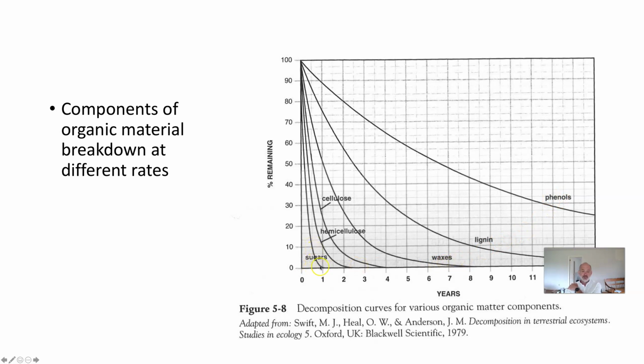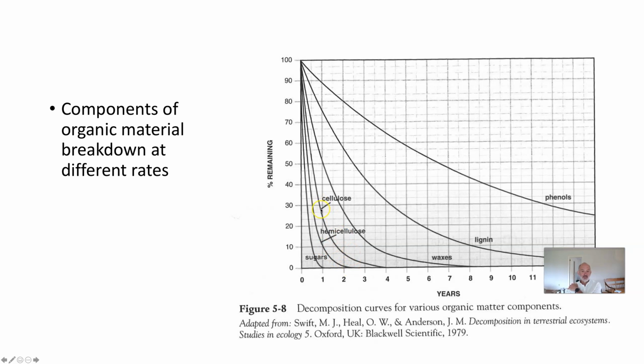So the simplest are sugars, right? This is years across the bottom and the percent remaining. So sugars are fully broken down within a year. Within about a half year, 90% is gone, so only 10% of the sugars are remaining. So it gets broken down quite quickly. Hemicellulose, which is a type of cellulose but not as long, lasts a little bit longer. 90% of it is gone after a year, only 10% remains, and by 2 years, most of it's gone.